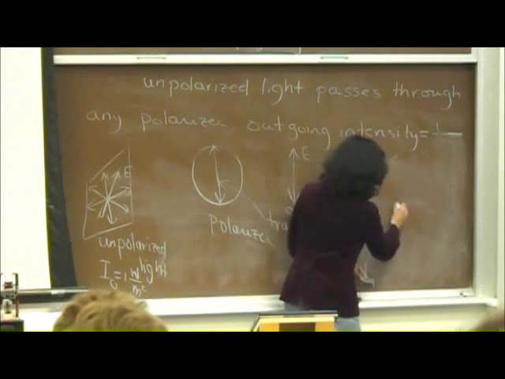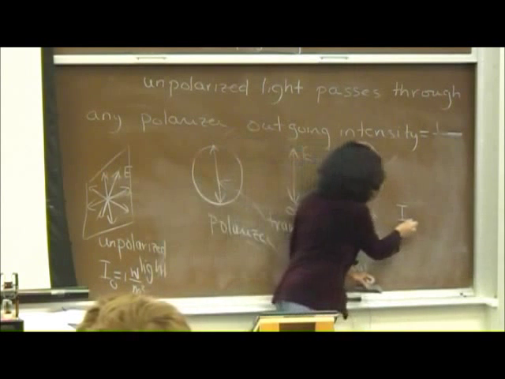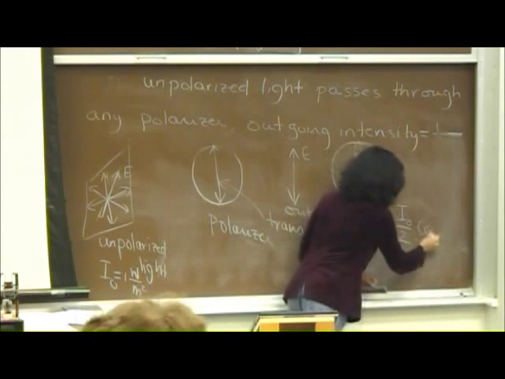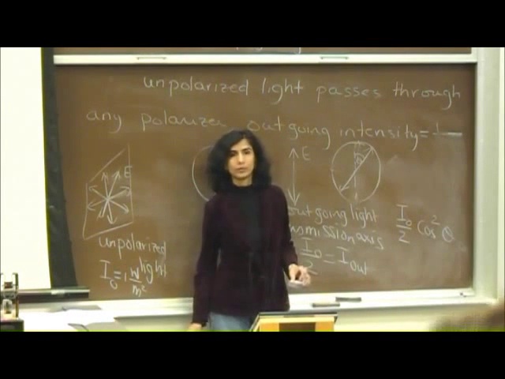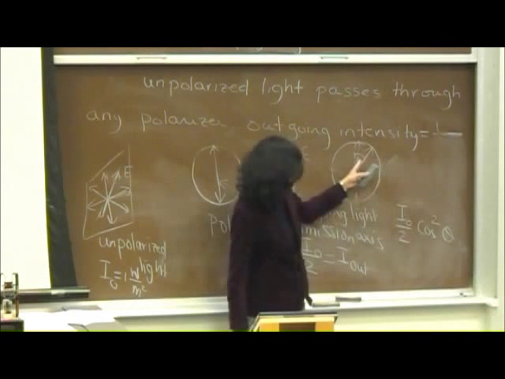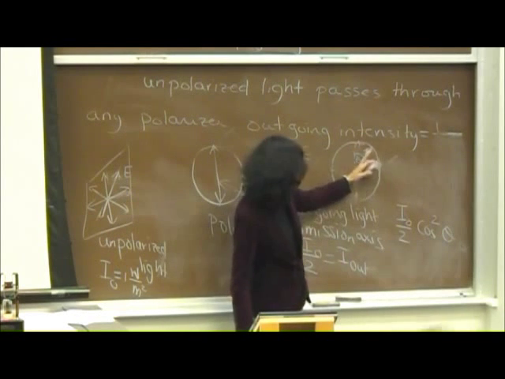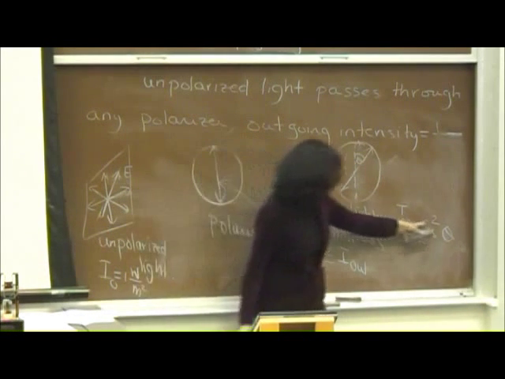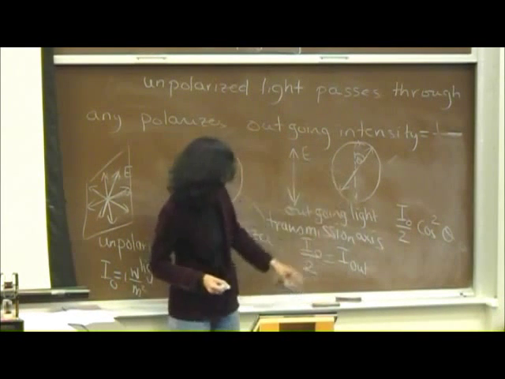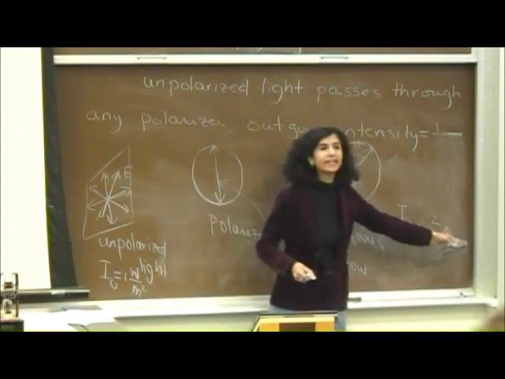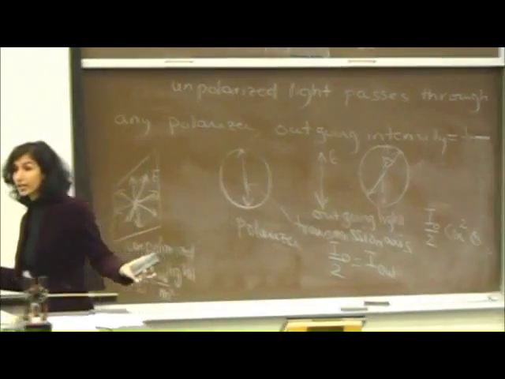And what I claim is that the intensity here will be I in. In this case, I in is already I0 over 2. So this is I in times cosine square theta. By the way, you can see here if theta was equal to 0, that means this was also parallel to this transmission axis. Cosine square 0 is 1, so all the light coming in will go through. If this theta was 90, cosine 90 is 0. So in the case where two polarizers are crossed, nothing will get through.